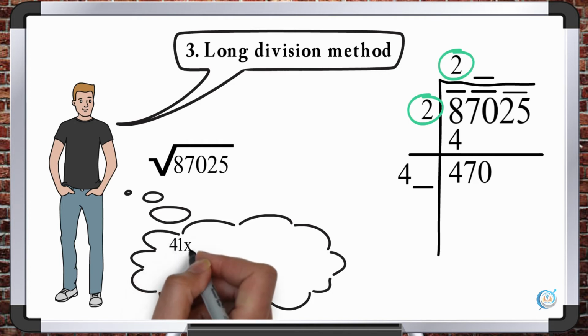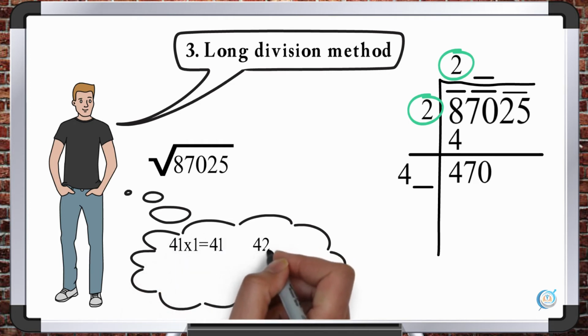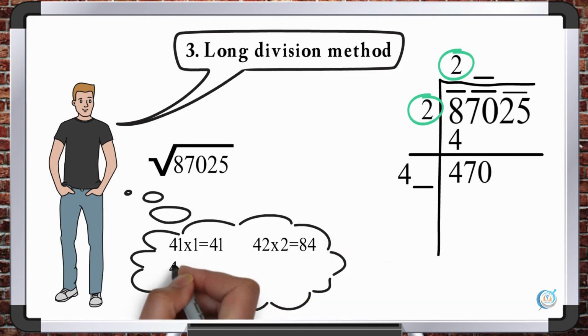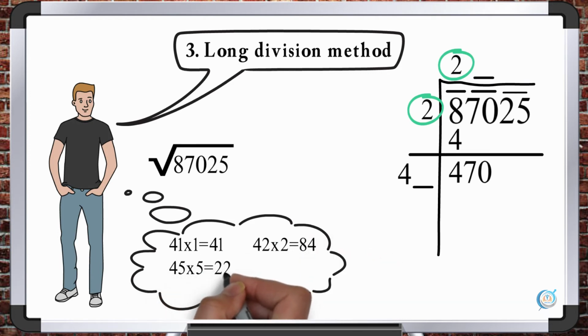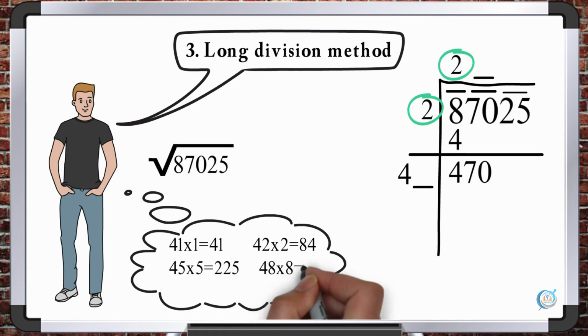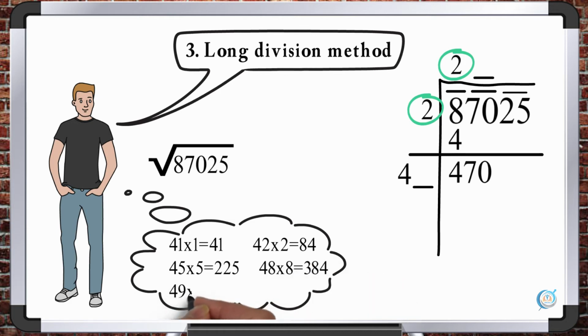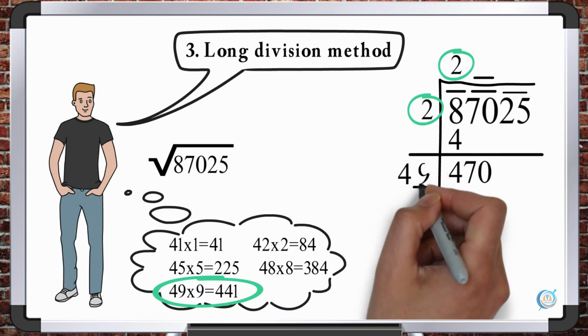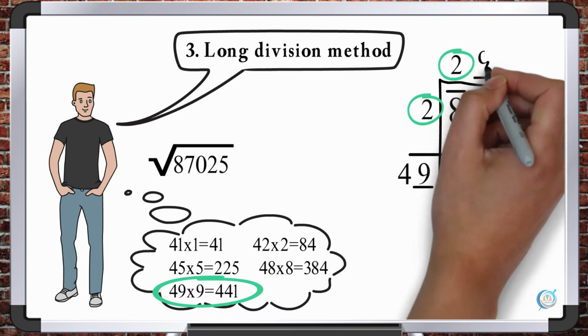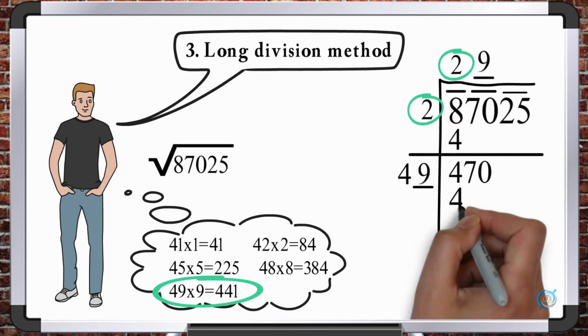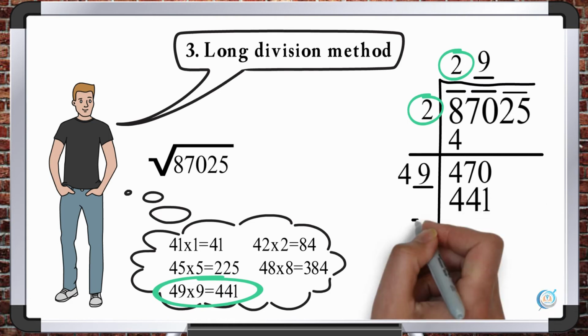41 into 1 will be 41. 42 into 2 will be 84. 45 into 5 will be 225. 48 into 8 will be 384. And 49 into 9 will be 441. We can't go beyond that because only a single digit we can provide there. So we can take it as 49 into 9, 441. So both 9 will give there, and we will give 441 below 470.